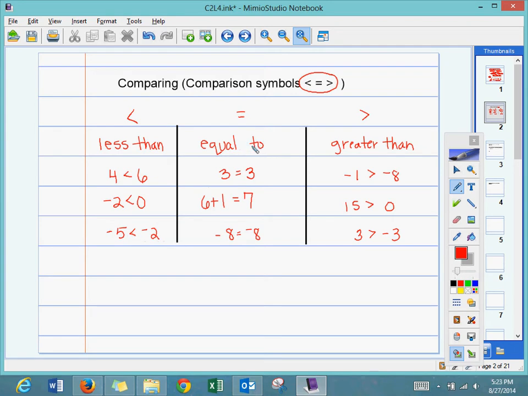Equal to, that shouldn't be anything that you are not familiar with. 3 equals 3. We can also write equations that look like this. 6 plus 1 does equal 7. And -8 equals -8. Greater than means that the values, the expression that is on the left, are greater than the expression on the right. So -1 is greater than -8. It is further to the right on the number line than -8. 15 is greater than 0, and 3 is greater than -3.